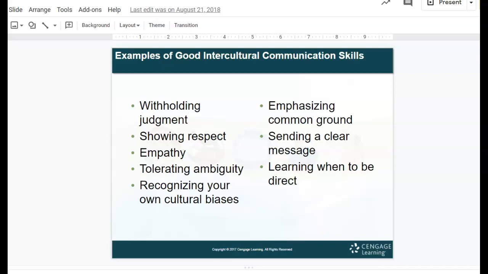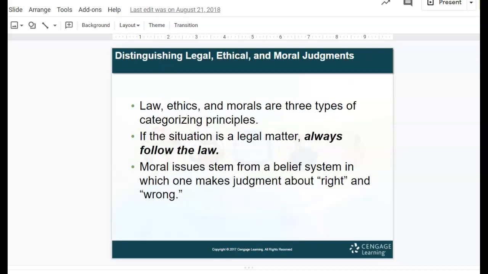And you really need to be aware of your own cultural biases. It's not unlikely that a lot of people have cultural biases and maybe aren't even aware of it. So it's definitely something to evaluate within yourself before you really get into healthcare and realize that you might be taking care of people that maybe you're not comfortable with, and that's something that you need to address internally. Emphasizing a common ground, sending a clear message, and then learning when to be direct. There are times and places for each of those.